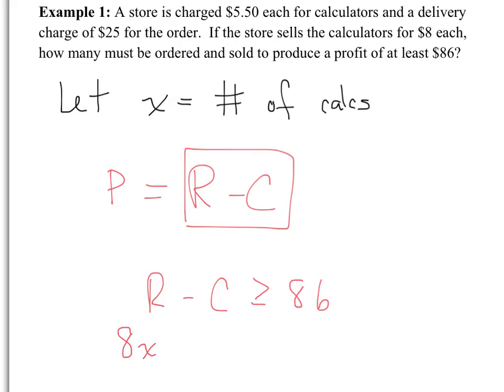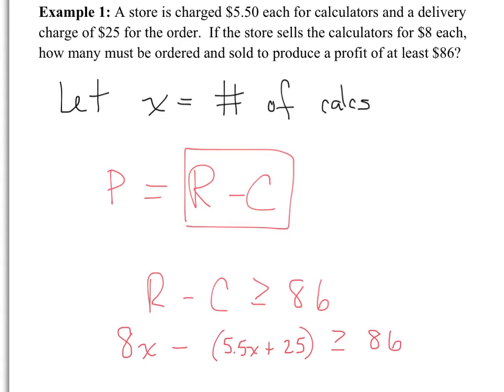The revenue you get, you take in $8 for every calculator. If I sell 5 calculators, what's my revenue? 40. 8 times 5, right? 8 times 5 calculators. That's my revenue portion. Now, I have to consider the cost of each calculator and the cost of the shipment. How do I do that? 5.50x plus 25. Why is there no x next to the 25?